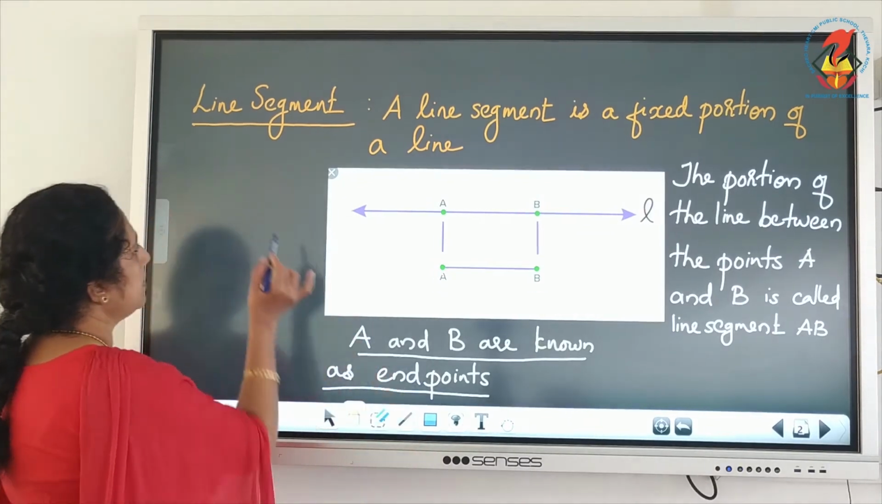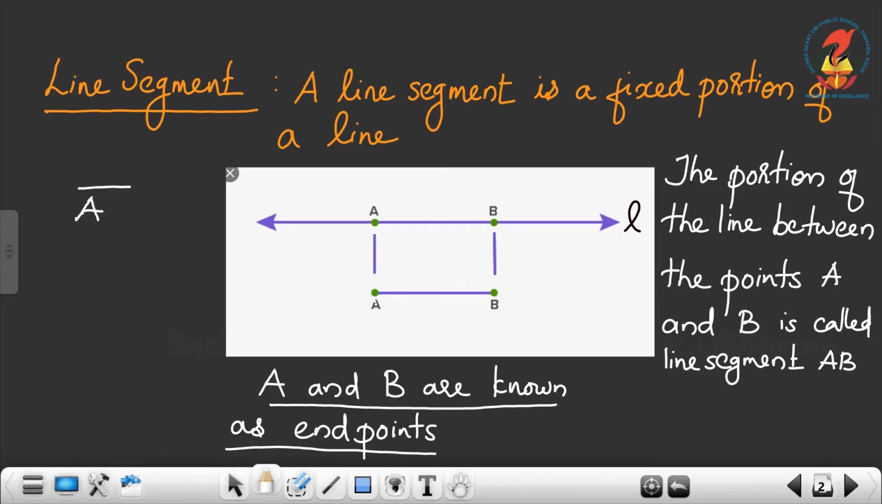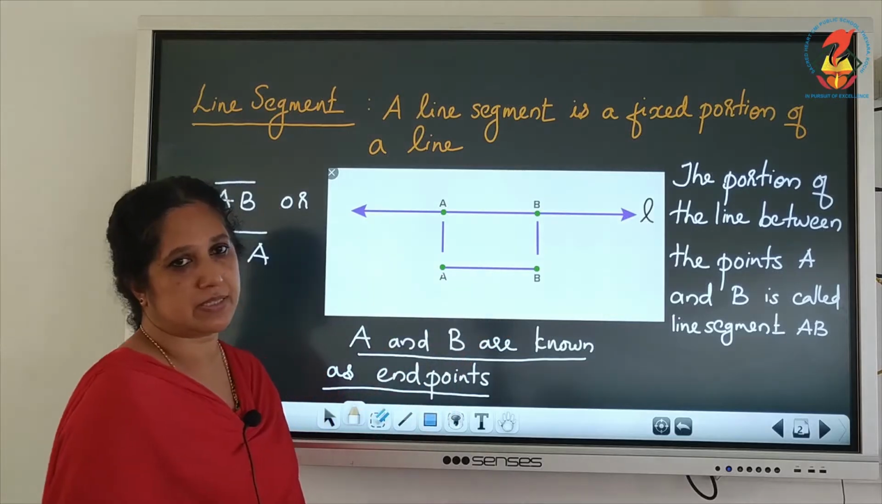The line segment AB is denoted by AB, or we can write it as BA. It is read as line segment AB or line segment BA, and A and B are the endpoints.